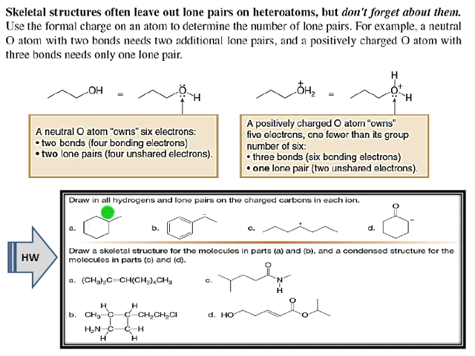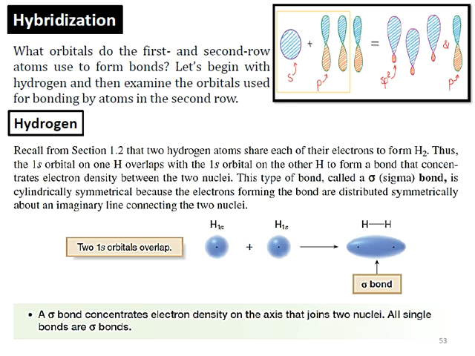And you have homework here. Draw in all hydrogens and lone pairs. Look, I want you to draw the hydrogen atoms, and if there is any lone pair of electrons, you have to put it in. Okay, and here draw the skeletal structure for the molecules in parts A and B. That means here we have a condensed structure. I want you to draw the skeletal structure, and in C and D, in reverse, we have the skeletal structure. I want you to draw the condensed structure.